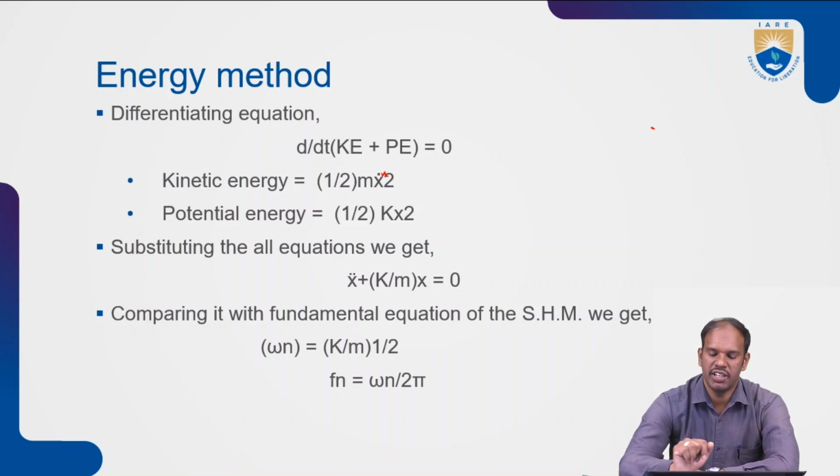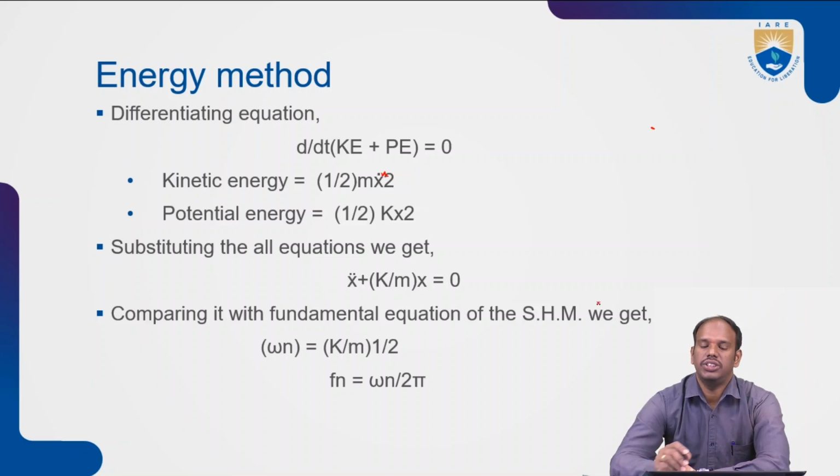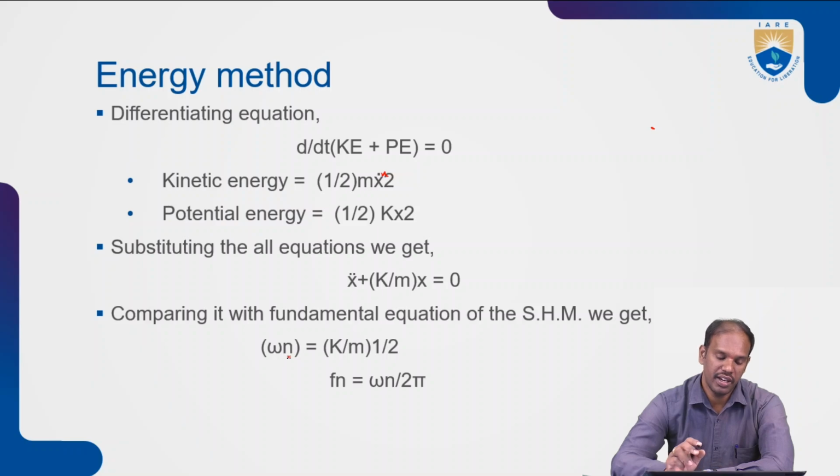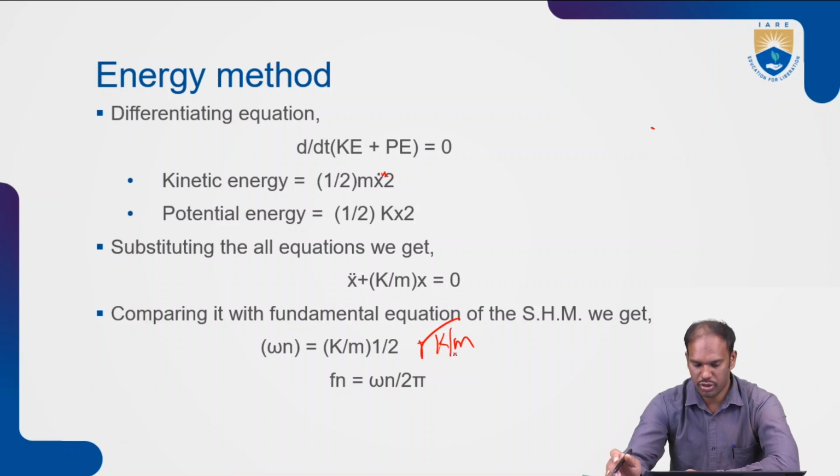Comparing with the fundamental equation from SHM, simple harmonic motion, we can get the natural frequency omega n as the square root of k by m. The natural frequency f is then omega n by 2 pi, right? Omega n by 2 pi.